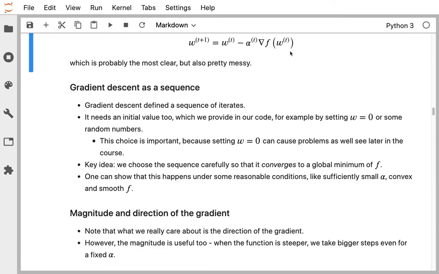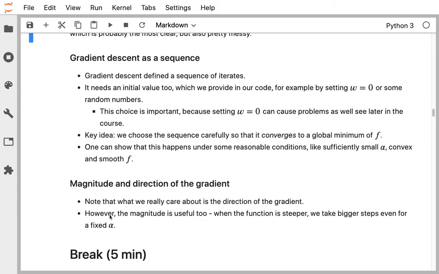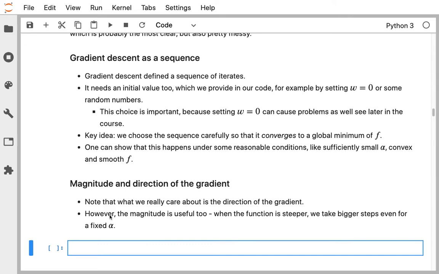The size of the step we take, if you look up here, is actually alpha times the magnitude of the gradient. So if alpha is bigger, you take a bigger step. If the magnitude of the gradient is bigger, you take a bigger step. And so in that sense, we are also looking at the magnitude of the gradient. Conceptually, that's saying where the function is steeper, meaning the slope or gradient is bigger, we take bigger steps. Let me just show an example of why that would be a good idea.